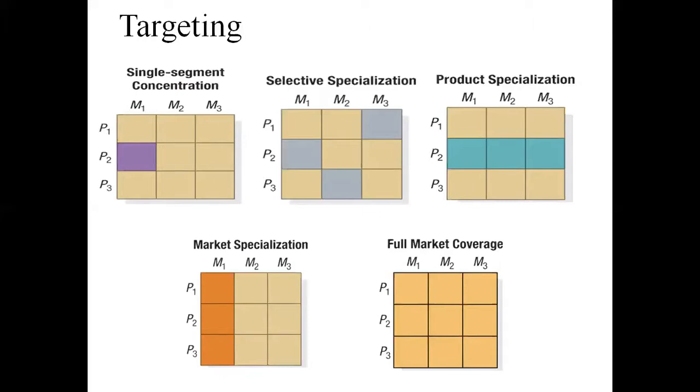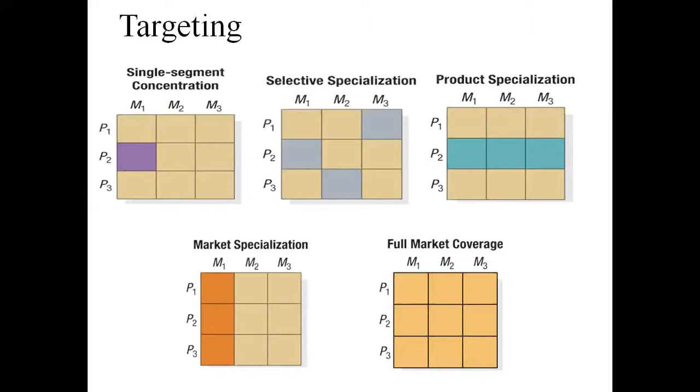So first is your single segment concentration. Next is your selective specialization. Third is product specialization. Then market specialization. And finally, full market coverage. Let's see one by one what these strategies are. So first, once you have completed the assessment of your segmentation, then we need to find out the strategy by choosing the best fit targets.